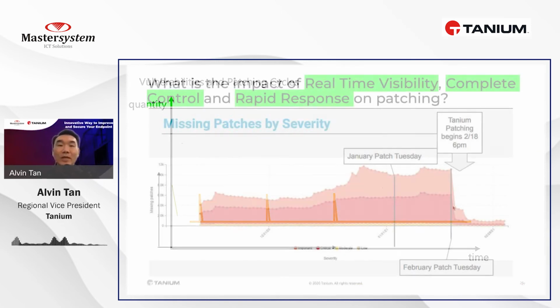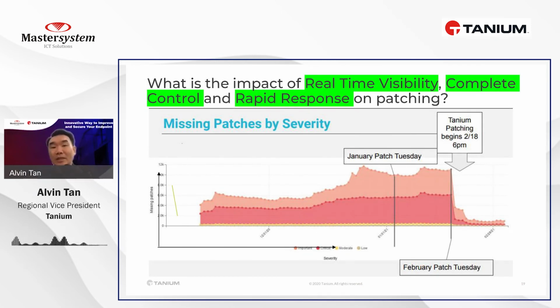So I'd like to show you a real life example of a customer. Before they installed Tanium, they were struggling and the patch count was still going up. And then when they decided to use Tanium to patch, you can see the quantity come down straight away. This is speed injected into this.